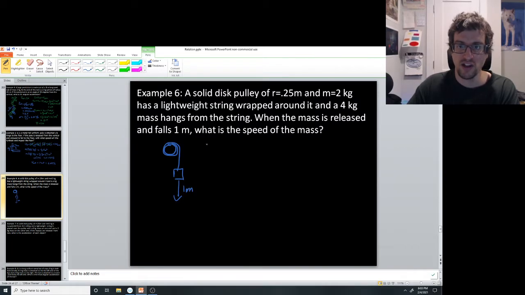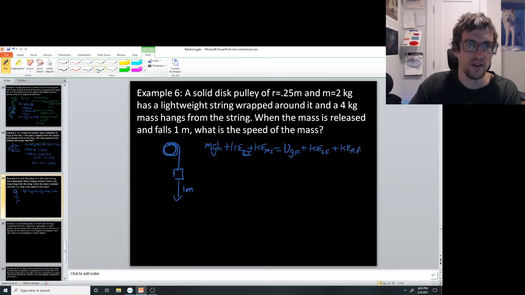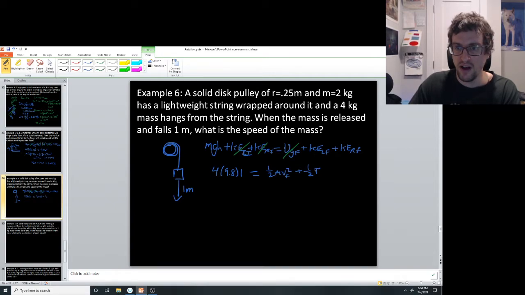So it's going to drop 1 meter. Again, energy conservation. I've got height changed, I want to know speed. So I've got mgh plus kinetic energy linear initial plus kinetic energy rotational initial equals energy of gravity final plus kinetic energy linear final plus kinetic energy rotational final. It falls, so we'll make that final 0, and both the kinetic energy initials are 0. The mass changes height, so I have 4 times 9.8 times 1 equals 1/2 m v final squared plus 1/2 I omega squared.